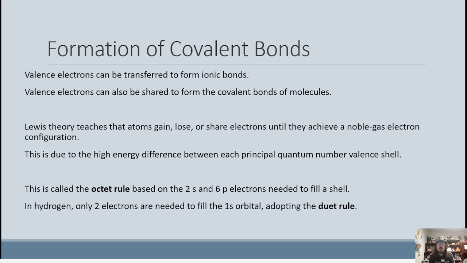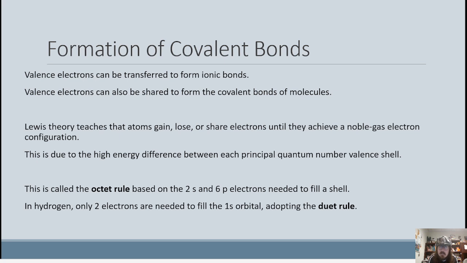However, not all of them will be ionic bonds. In fact, this chapter focuses mainly on covalent bonds. When we have covalent bonds, we are sharing electrons in order to make a molecule. Our Lewis theory teaches us that atoms will gain, lose, or share electrons until they achieve the noble gas configuration.